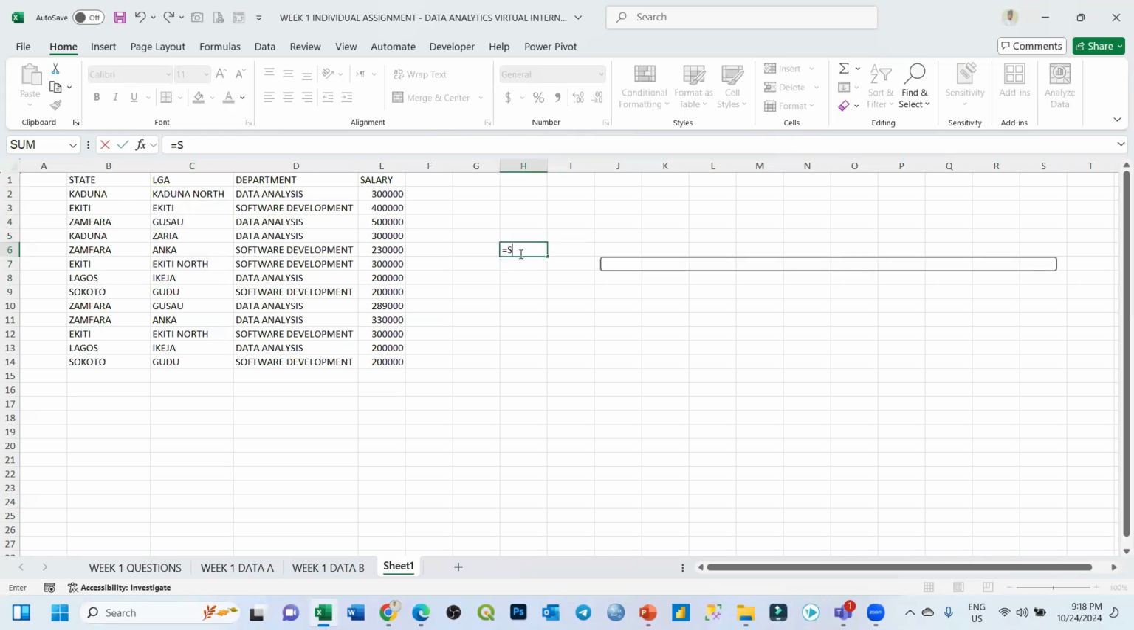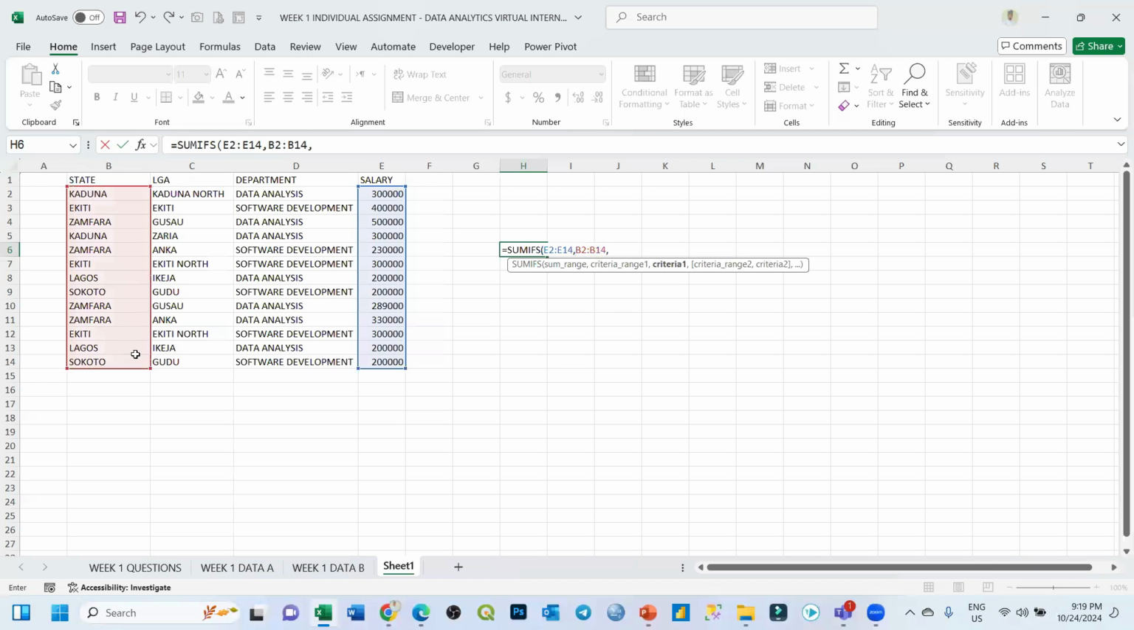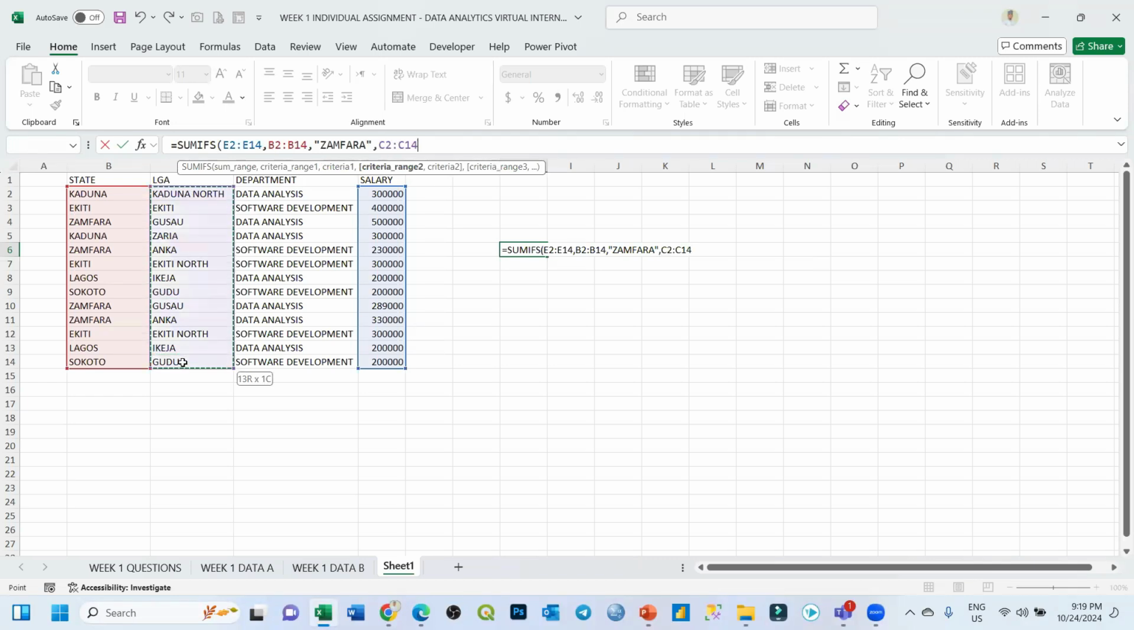So we are going to say equals to SUMIFS, open bracket. First thing it asks for is the range of the what? Of the total. So this is the range of the salary, the sum range. I will just highlight the sum range. Now it will ask you for criteria range one. The criteria range one is states. What are we looking for in the state? I'll put double quote. We are looking for Zamfara. Then I will close it. That's number one criteria, Zamfara. Comma. Second range, what are we looking for? Is LGA. What LGA in Zamfara are we looking for? Then I'll put comma. We are looking for only Gusau.